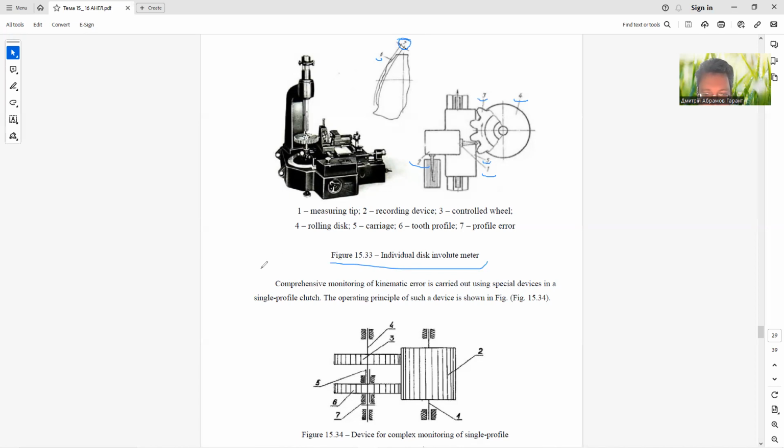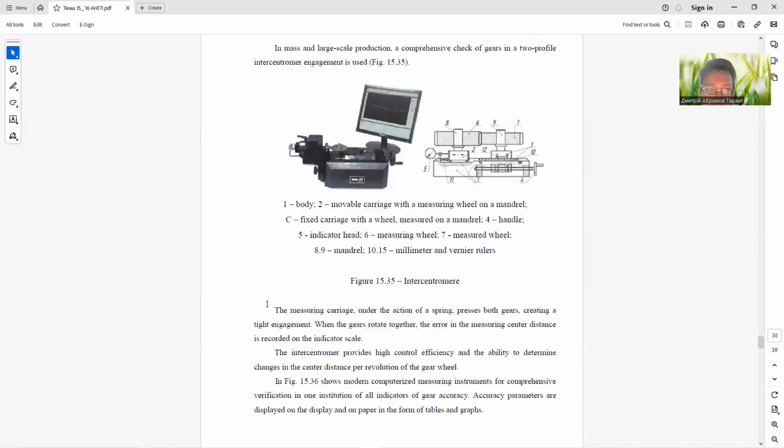Comprehensive monitoring of kinematic error is carried out using special devices in a single-profile mesh. The operating principle of such a device is shown in figure 15.34. Device for complex monitoring of single profile. In mass and large-scale production, a comprehensive check of gears in a two-profile engagement is used, with an interaxial meter.